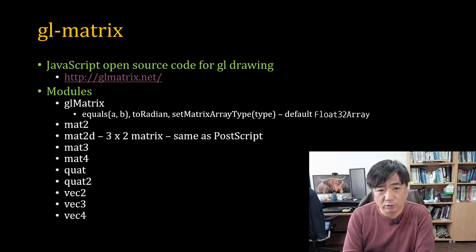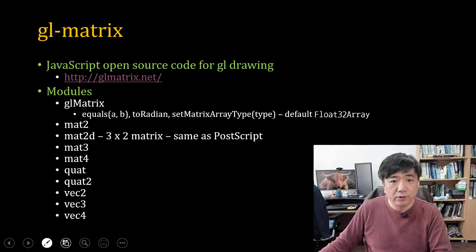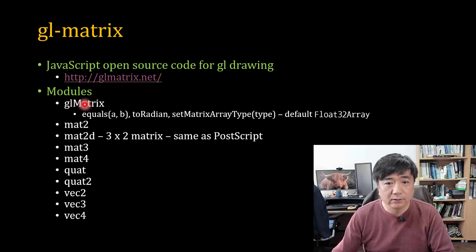Gl-matrix is quite a good tool, and it is open source for GL drawing. So you can download and use it from the gl-matrix website. Then you can download the code and also get the documentation of gl-matrix. In gl-matrix, there are a couple of modules in the gl-matrix.js file. The first module is gl-matrix, and the second is mat2, mat2d, and matrix 3d, 4d, quaternion, quaternion 2, vector 2, vector 3, vector 4.